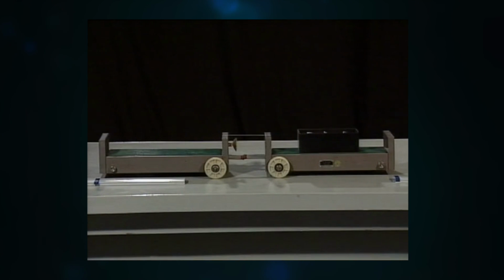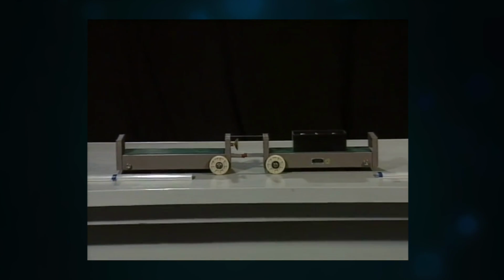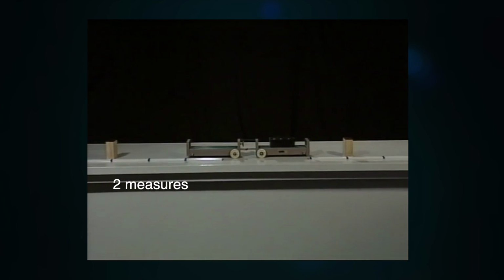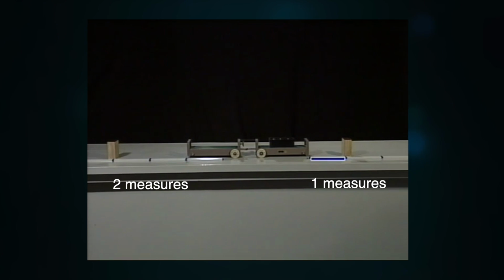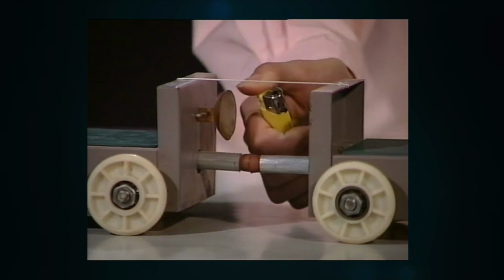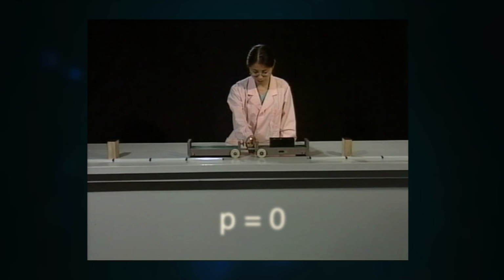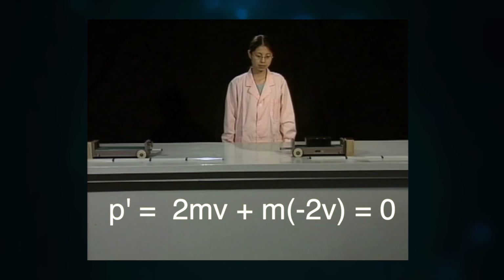In the other experiment, we add an iron block that has the same mass as the cart. Notice that this time the distance between the block and the cart is not the same. There are 2 measures between the cart without the iron block and the block, whereas there's only 1 measure between the cart with the iron block and the block. Burn the thread and we can see that the 2 carts also hit the blocks at the same time. Initially, the system has a momentum of 0. However, this time, after the interaction, the momentum is expressed as 2m times v plus m times negative 2v, and it is equal to 0 as well.